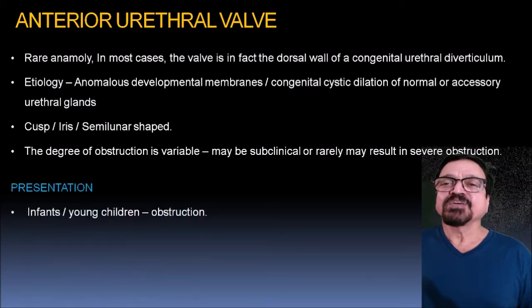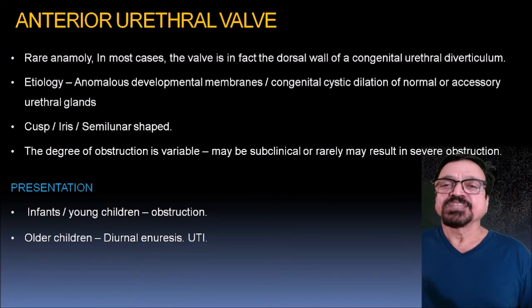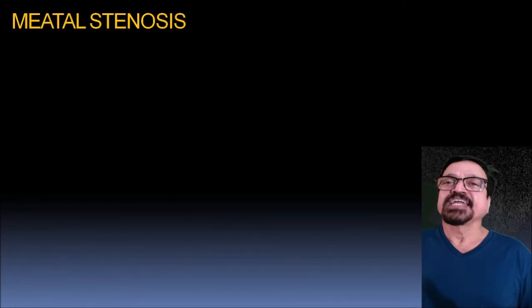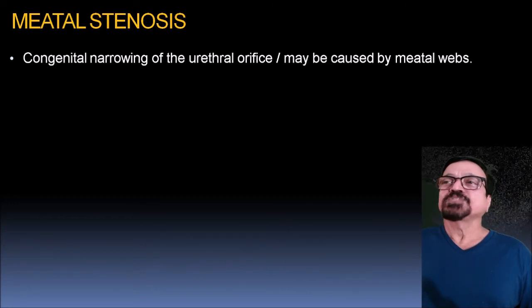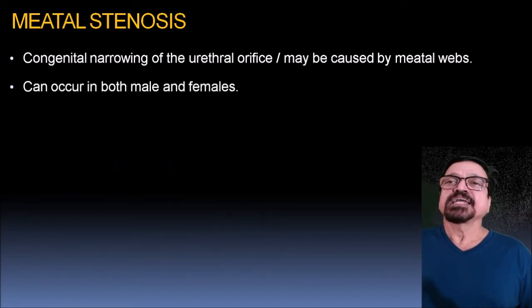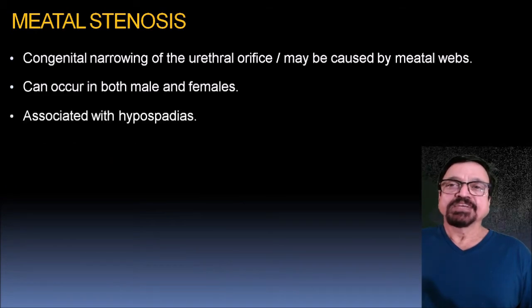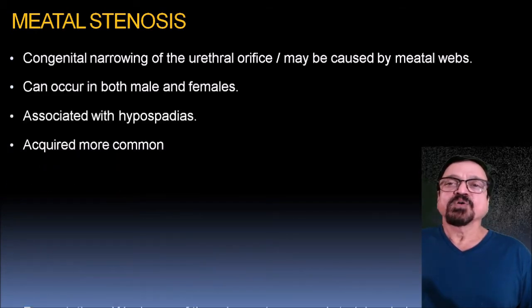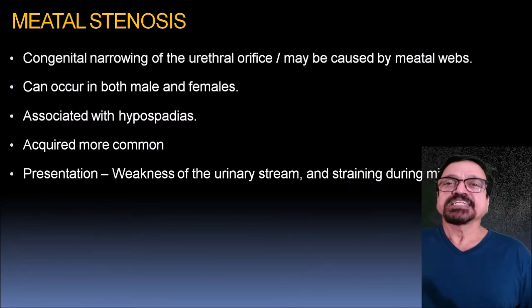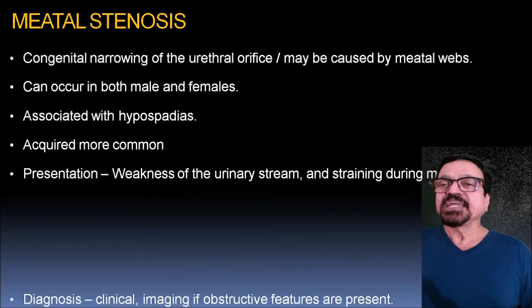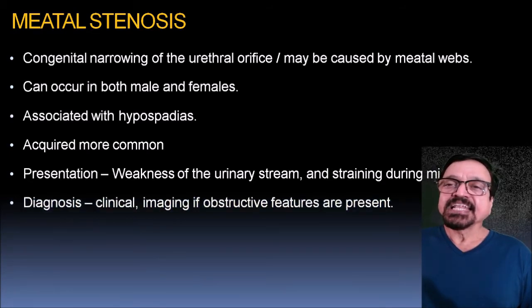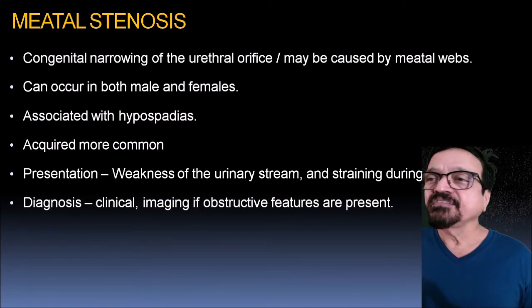Now presentation: the infant or young child comes with obstruction. The older children will come with diurnal enuresis or UTI. Now meatal stenosis. Meatal narrowing of the urethral orifice may be caused by meatal webs, can occur in both males and females, and is associated with hypospadias. Meatal stenosis is more common as an acquired disease. Presentation is a weakness of the urinary stream and straining during micturition. The diagnosis is clinical, imaging if obscuring features are present.